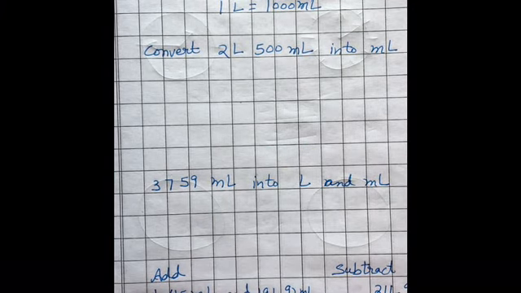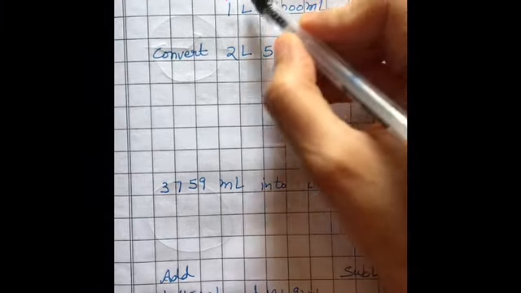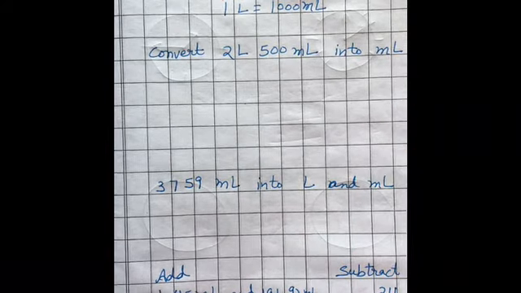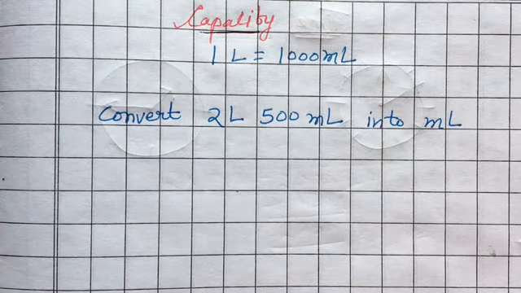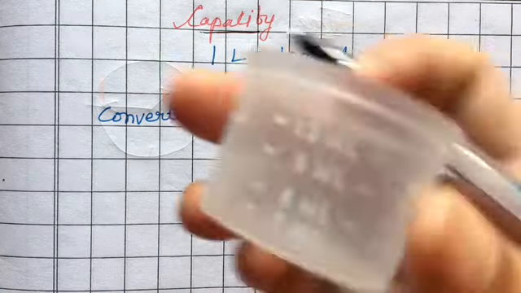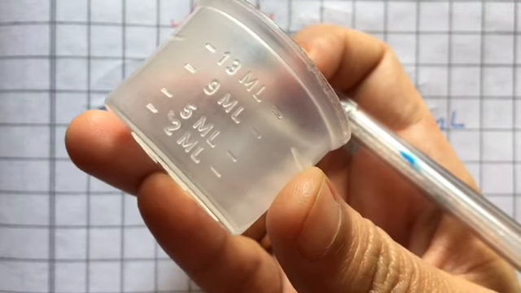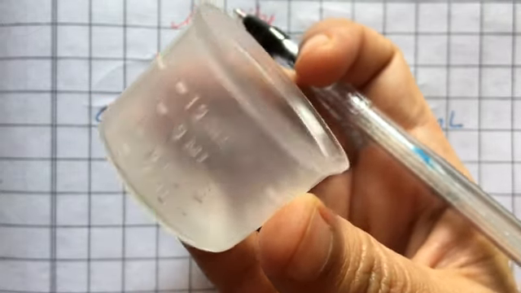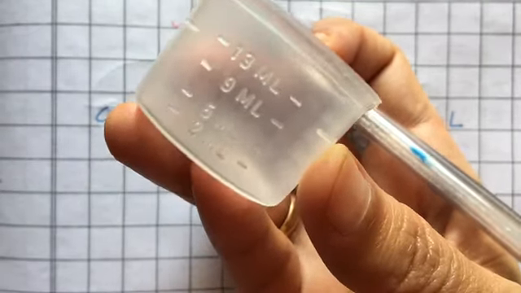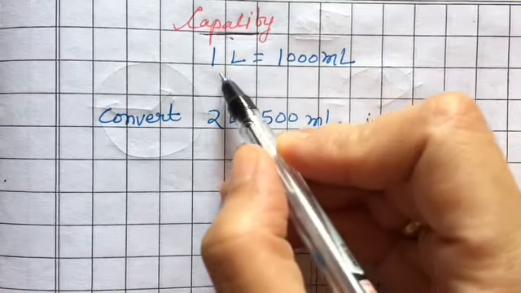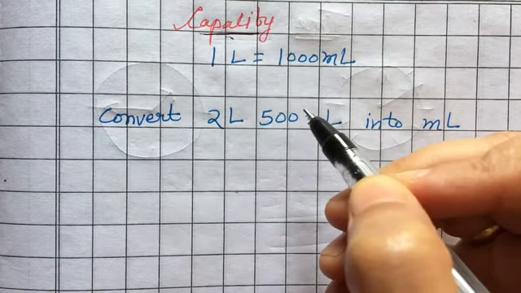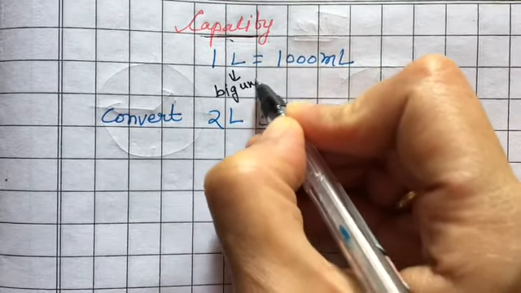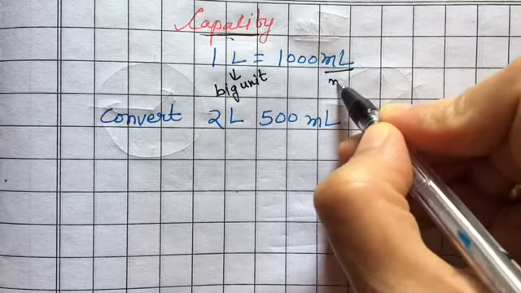So this comes under the topic of capacity. This is the topic that we are going to study today, capacity. So let's start. Capacity is basically the amount of liquid in a particular jar or bottle or container or cup, measuring cup. Fine. So how are we going to measure it? In liters or milliliters. Liter is a big unit and milliliter is the smaller unit.